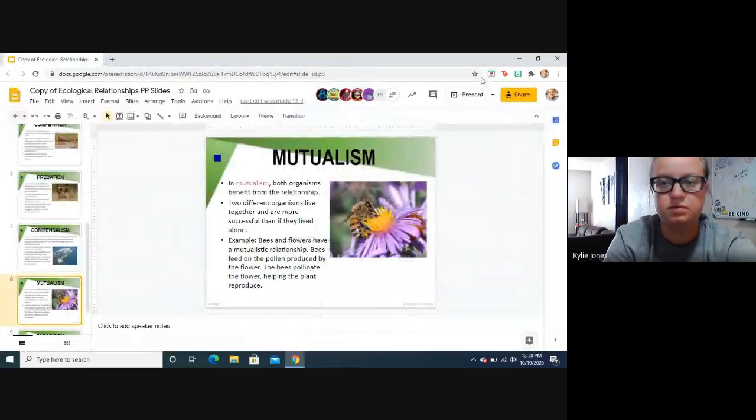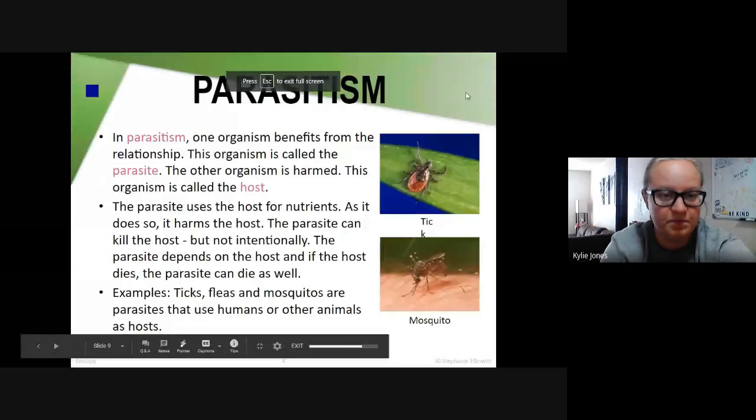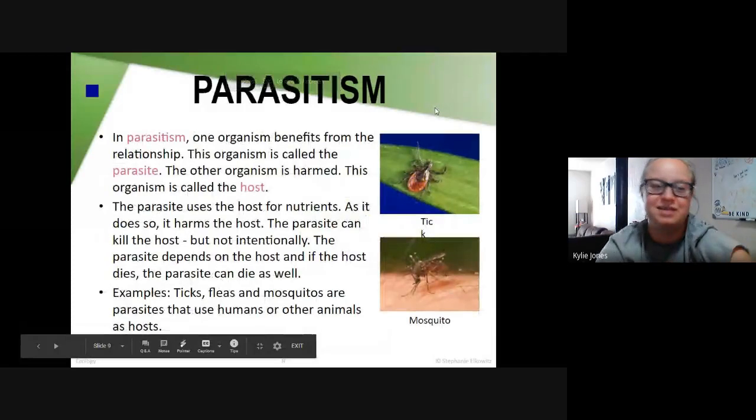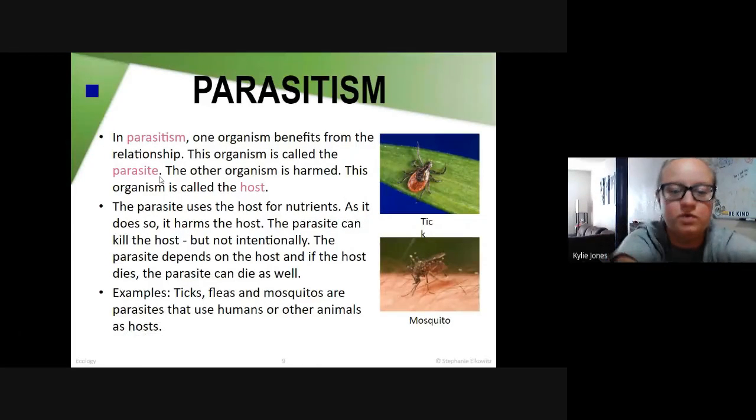Last slide here is parasitism, so like a parasite. In parasitism, one organism benefits from the relationship. That organism is called the parasite. The other organism is harmed. This organism is called the host. So the parasite uses the host for nutrients. As it does, it also harms the host at the same time. The parasite can kill the host, but not intentionally. It's not trying to. Parasite depends on the host, and if the host dies, then so does the parasite.